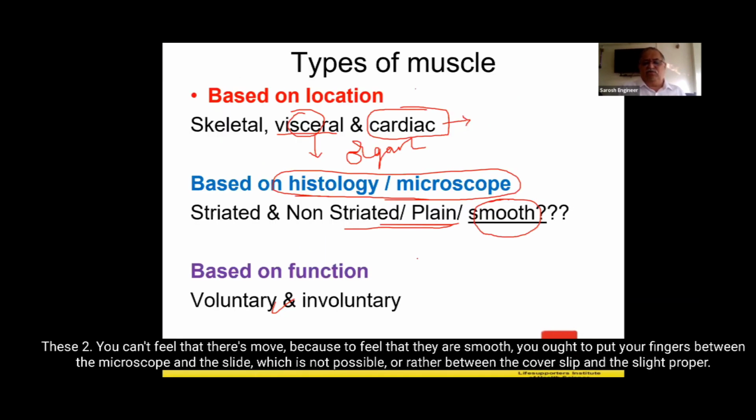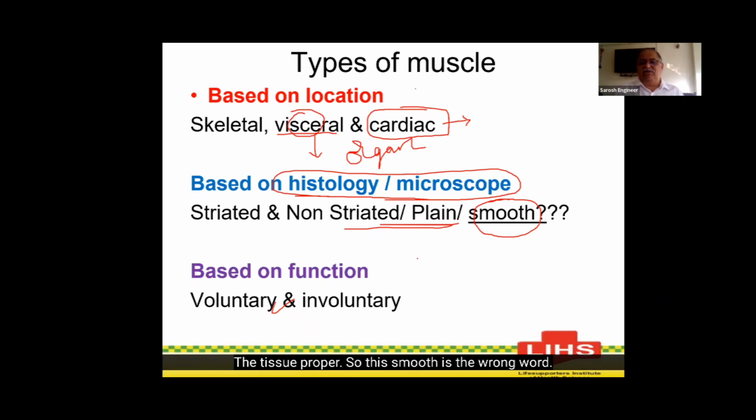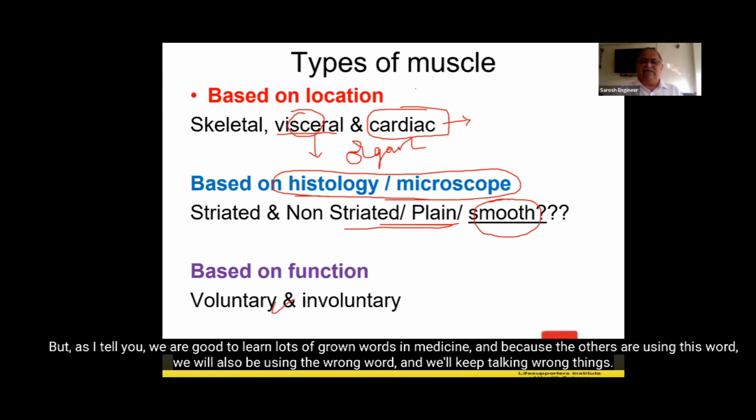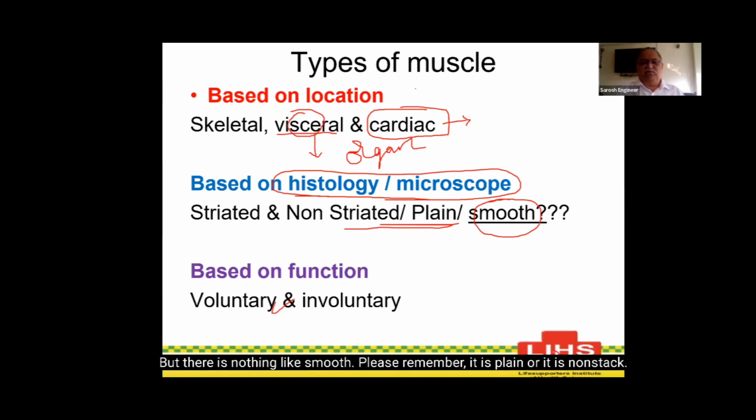Because to feel that they are smooth, you have to put your fingers between the microscope and the slide, which is not possible. Or rather, between the cover slip and the slide proper, the tissue proper. So this smooth is a wrong word. But as I'll tell you, we are going to learn lots of long words in medicine. And because the others are using this word, we will also be using the wrong word. And we'll keep talking wrong things. But there is nothing like smooth. Please remember, it is plain or it is non-striated.